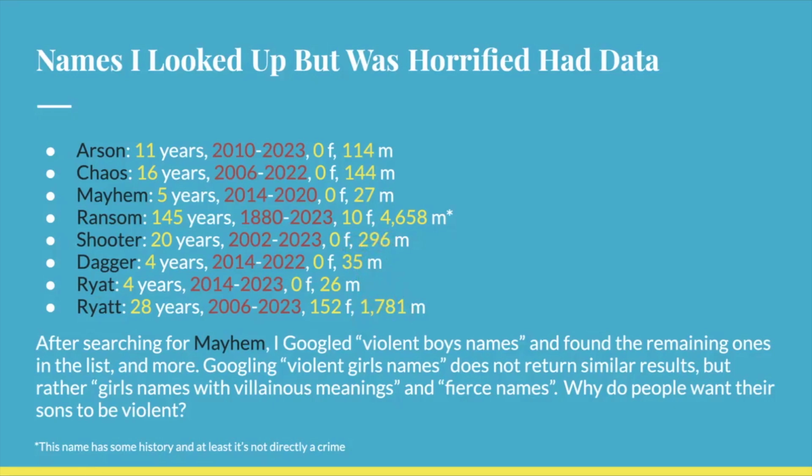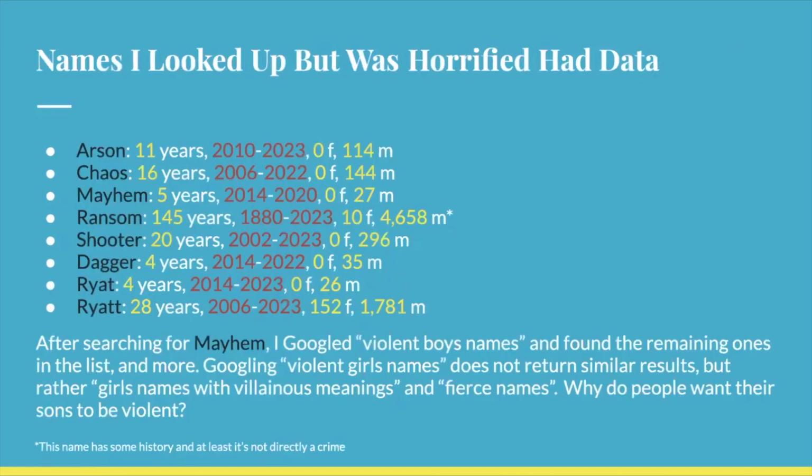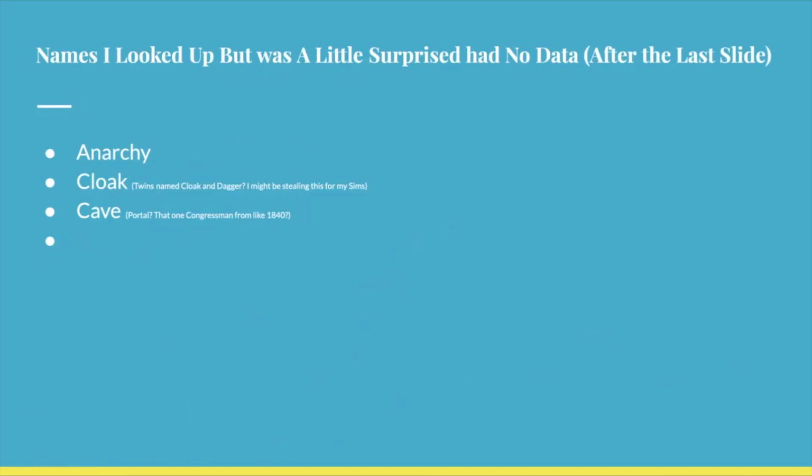Ransom is more acceptable. It has a history, and at least it's not an actual crime. It's just related to a crime. And these are the 3 names I looked up, but was a little surprised had no data, especially after the last slide. So, anarchy.